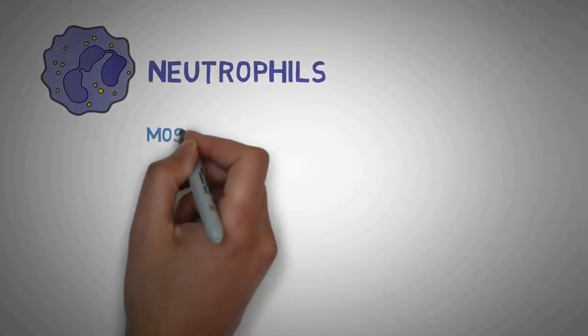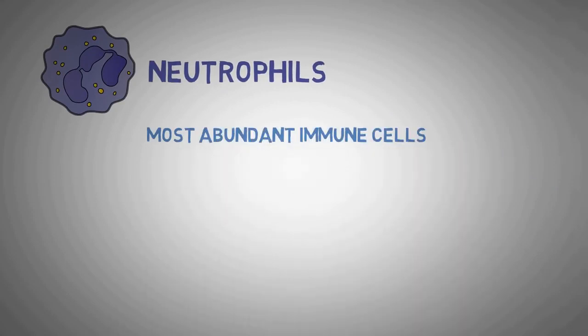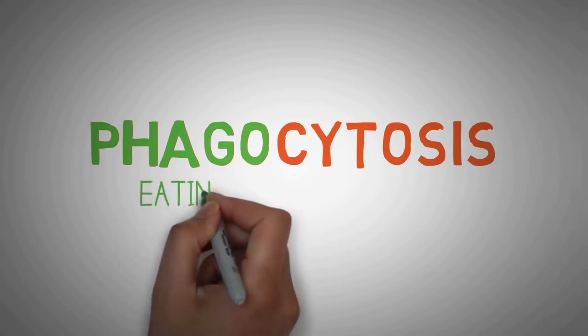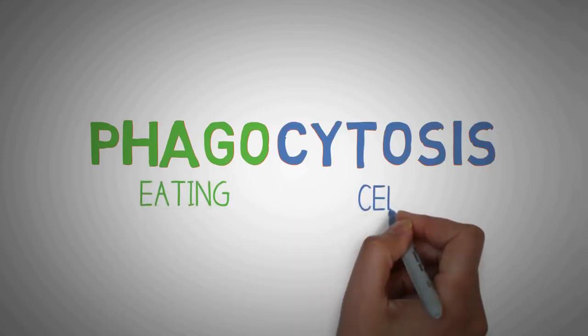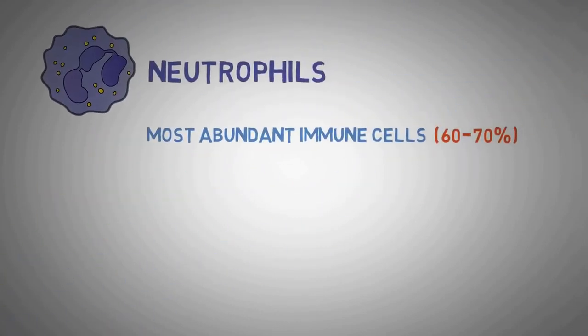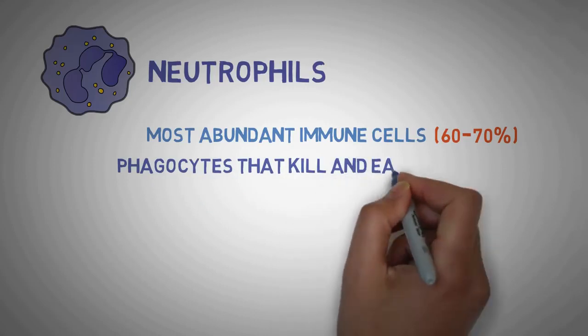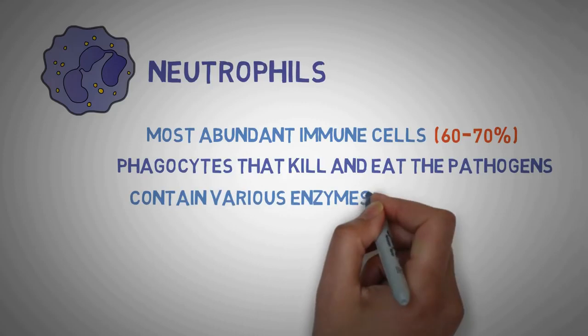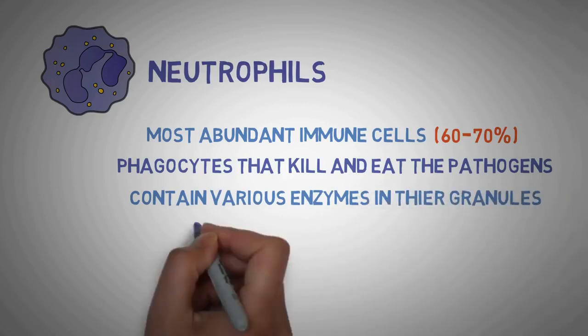The neutrophils are the most abundant immune cells, making up about 60 to 70% of the total population of immune cells. They form an essential part of the innate immune system. One word you will hear a lot in this immune system is the word phagocytosis. Phage means eating and cytosis means by a cell. So phagocytosis in simple terms is cell eating. Neutrophils are a type of phagocytes that detect and eat the pathogen. Within the cell, the neutrophils release various enzymes that kill and digest the pathogen.